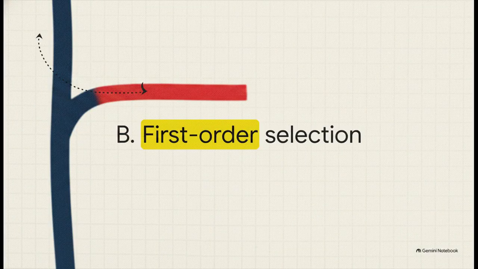Moving right along to option B, first-order selection. This means we're making our very first deliberate turn. A first-order selection implies moving the catheter into a vessel that branches directly off that main trunk. It's the immediate next step away from the aorta. Just one single turn, and boom, you're there. Think of it as taking the very first exit off a major highway. The second you leave the aorta and enter that immediate branch, you've achieved a first-order selection. You are exactly one step away from the center.